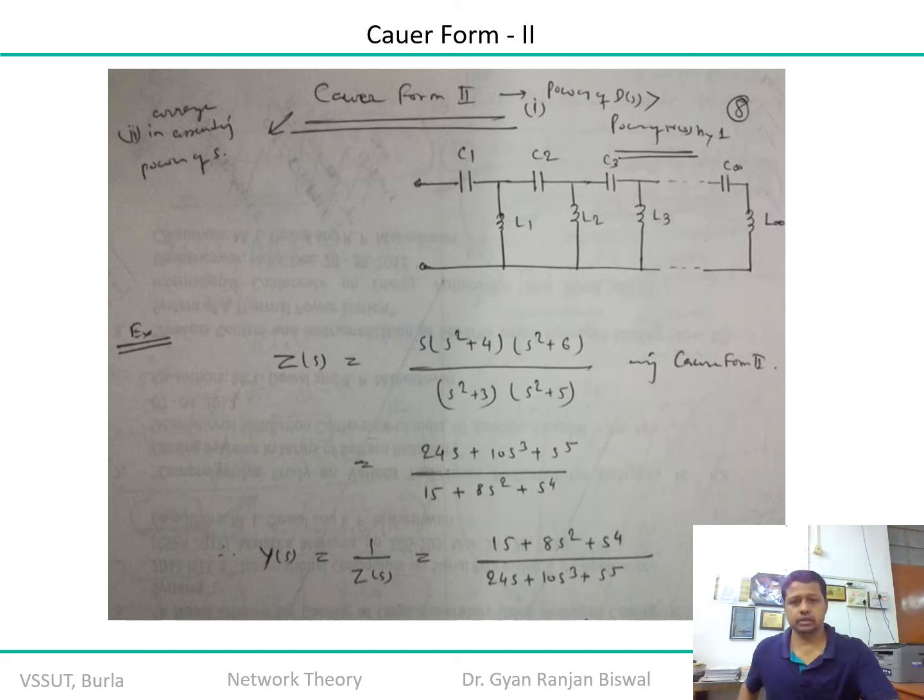So if you see this, your impedance function you normalize, and in case of Cauer form 1, the sequence of execution was that you arrange the numerator and denominator in descending order. So here in Cauer form 2, you need to arrange in ascending order. If you rearrange this impedance function, in the numerator you get 24s plus 10s cube plus s raised to 5, in the denominator 15 plus 8s raised to 2 plus s raised to 4. Now you see from this equation that the numerator is one higher than the denominator, and you are asked to apply Cauer form 2.